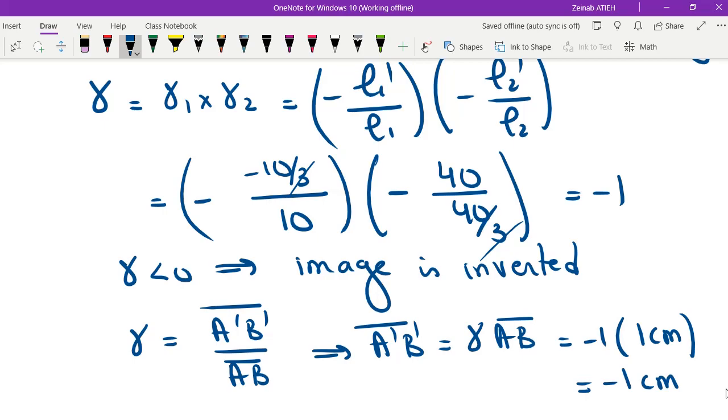And this is problem 6. Now to problem 7.